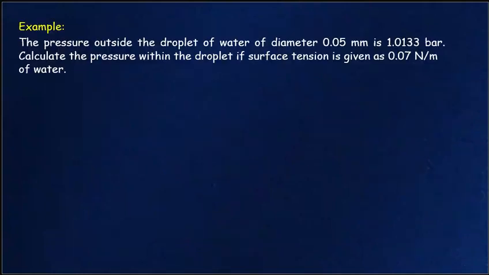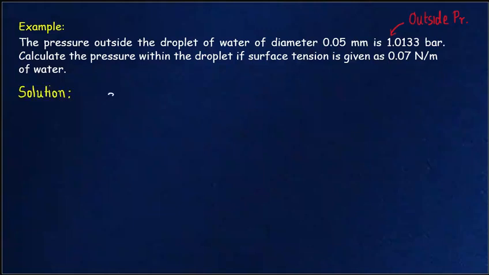So let's see, we've got a very simple example here. The pressure outside the droplet of water of diameter 0.05 mm is 1.0133 bar. So basically this pressure is the outside pressure, friends. Calculate the pressure within the droplet if the surface tension is given as 0.07 newtons per meter of water. Basically this is the standard value of surface tension of water at around 20 degrees centigrade. Okay, so let's see how we can find the inside pressure when the droplet is formed having diameter 0.05 mm. Let me first write down the data available to us.